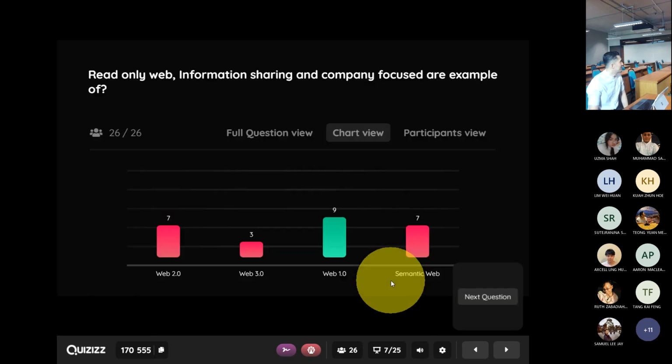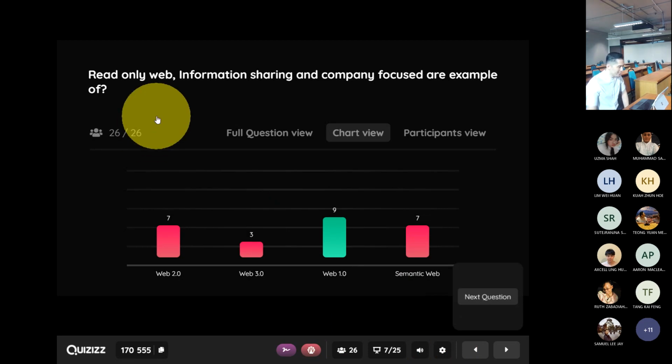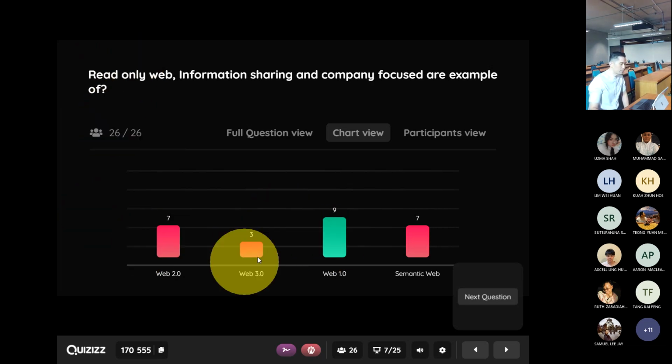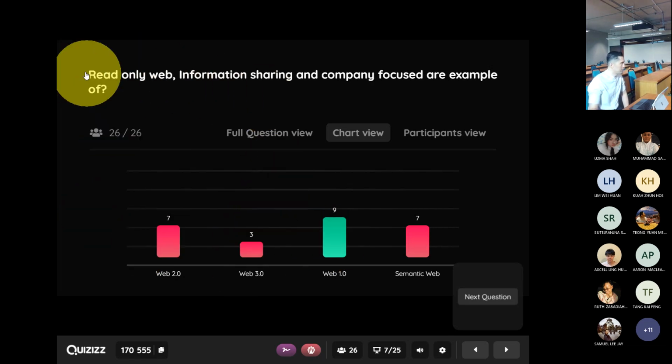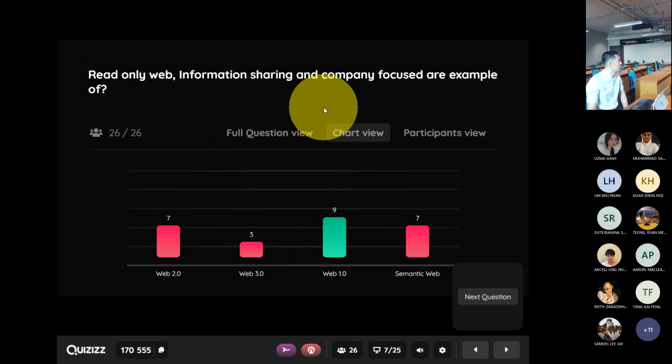All right, we have a new reigning champion. Oh, wow. Okay. Now, the keyword here is a read-only web. Out of all the generations of the web, the only one that is read-only is Web 1.0. So that's one of your main keywords here. Read-only web, information sharing and company focus.